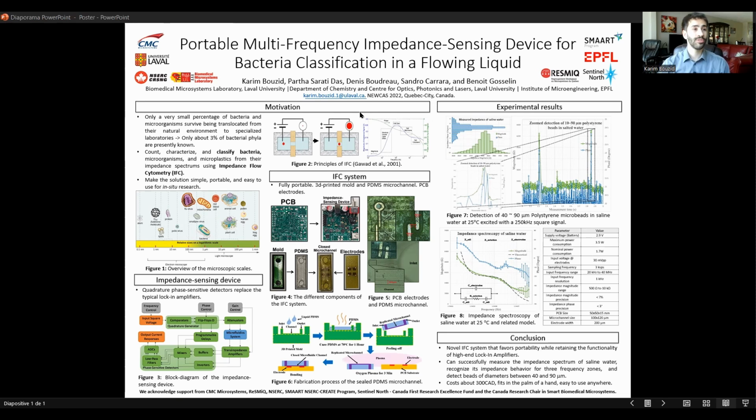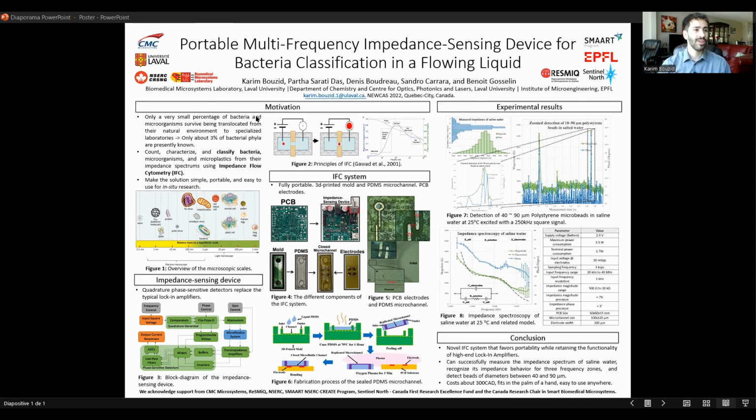Hello and welcome to this poster presentation about an electronic device based on impedance flow cytometry, or IFC, that is used to count, characterize, and classify bacteria, microorganisms, and even microplastics from their impedance spectrums. So my name is Karim Bouzid. I am a master's student at Laval University, and I am a student of Professor Benoit Gosselin and Professor Sandro Carrara of the EPFL in Lausanne.